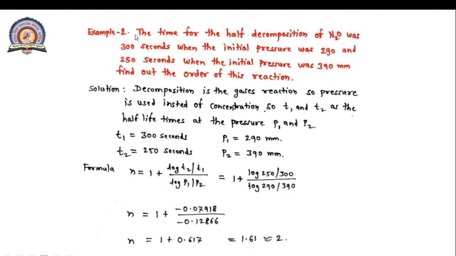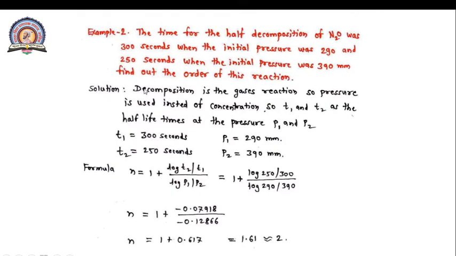Now the time for the half decomposition of N2O was 300 seconds when the initial pressure was 290 mm and 250 seconds when the initial pressure was 390 mm. Find out the order of this reaction.